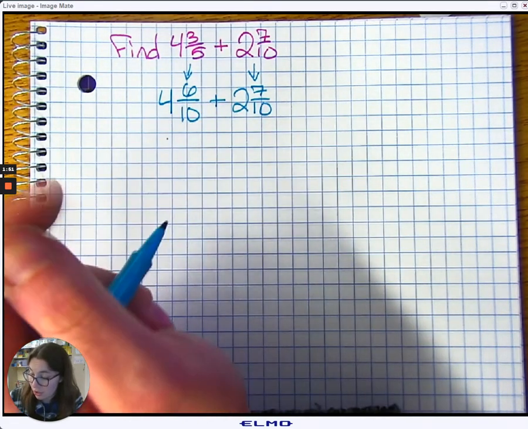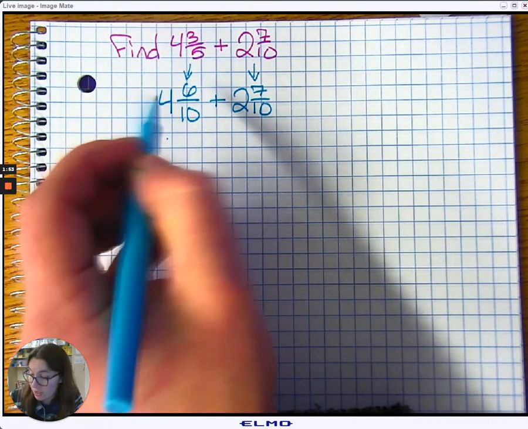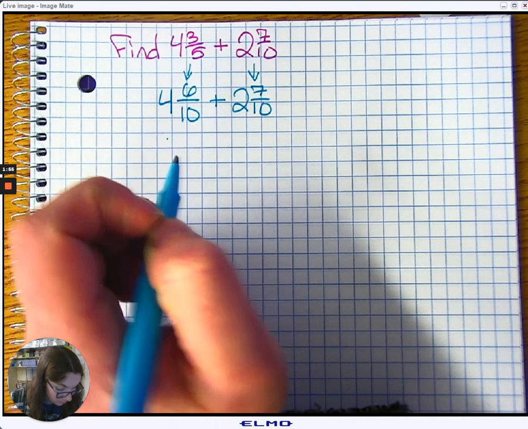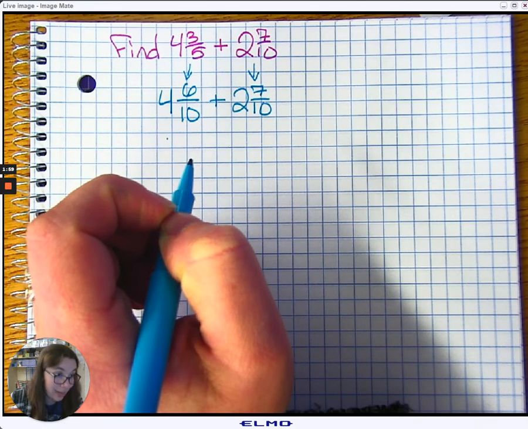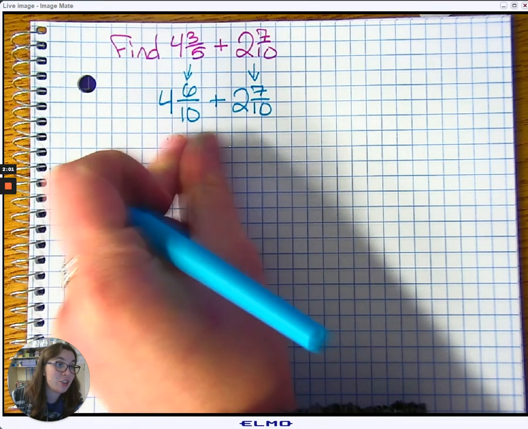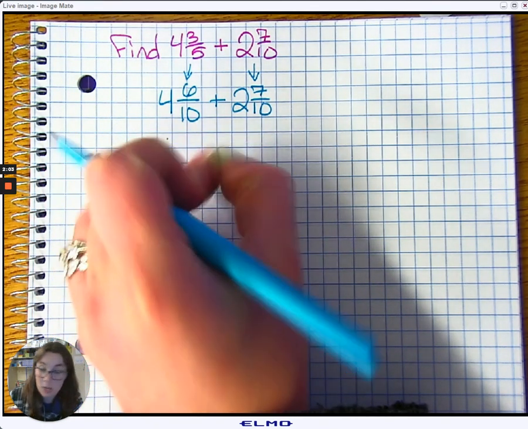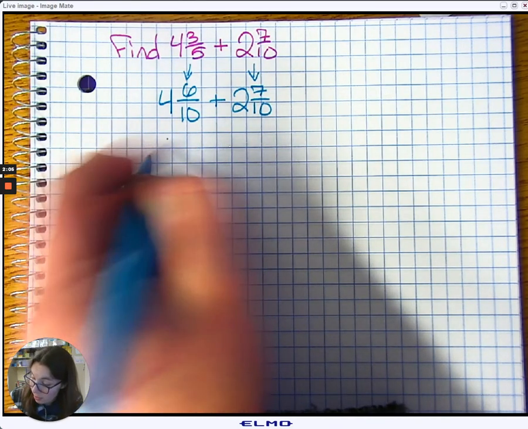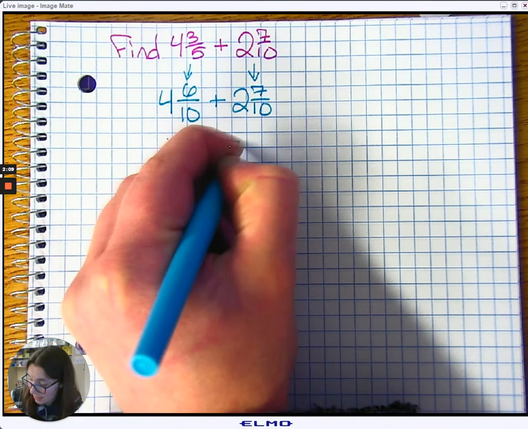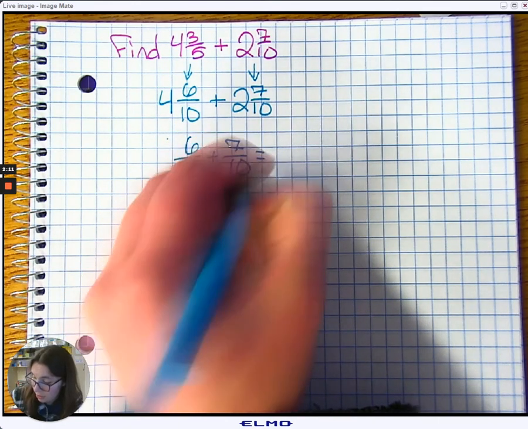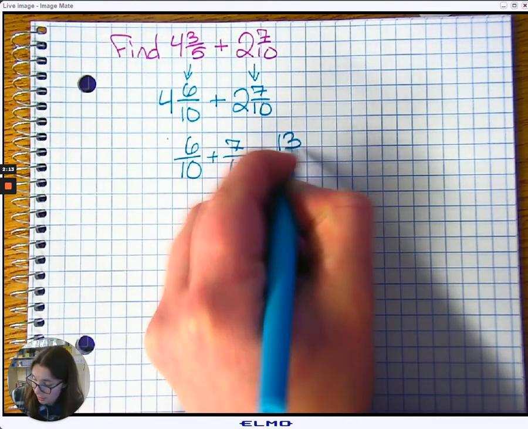Add those two together. So now I'm going to break them apart a little bit. Step 2, add or subtract the fractions. I'm going to break the fractions off and add them together. So 6/10 plus 7/10 equals 13/10.